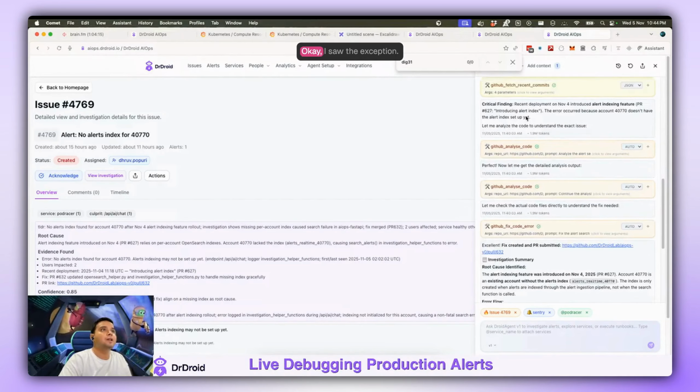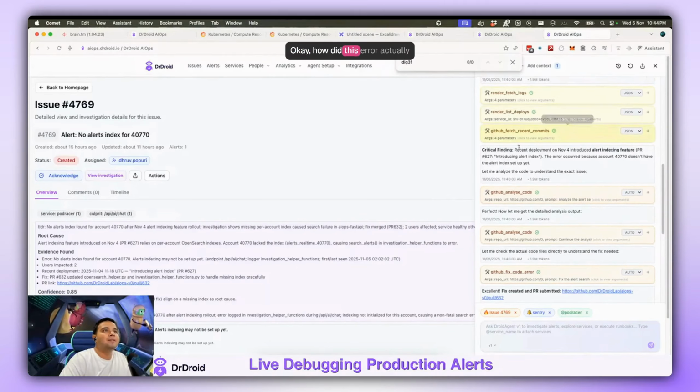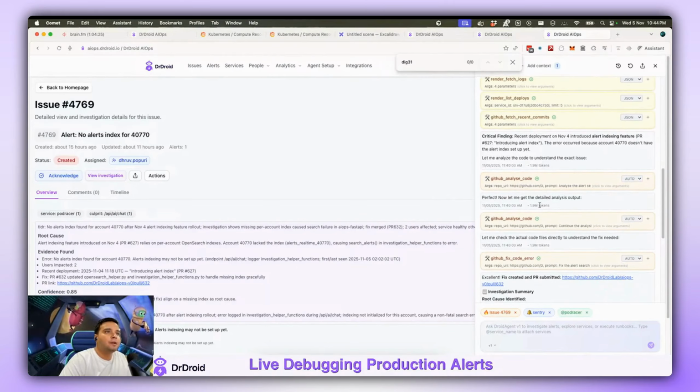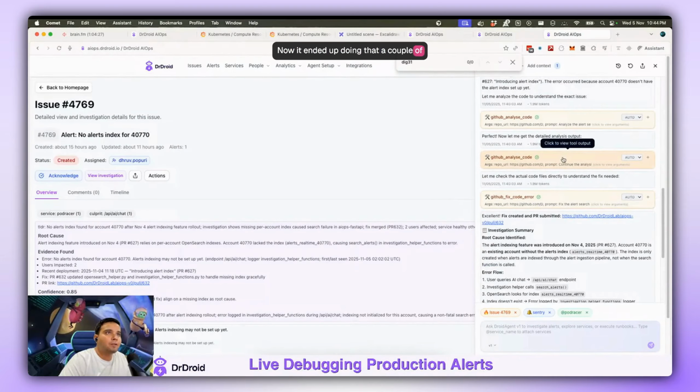That's what I would do, right? Okay, I saw the exception. Now I saw the release. I would jump to Cursor. After jumping to Cursor, I would go into analyzing, okay, how did this error actually propagate or come in? Now it ended up doing that a couple of times.